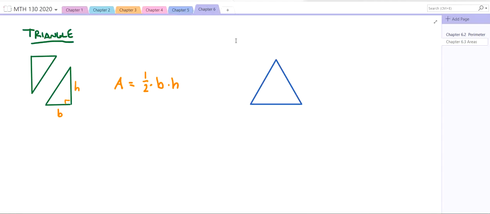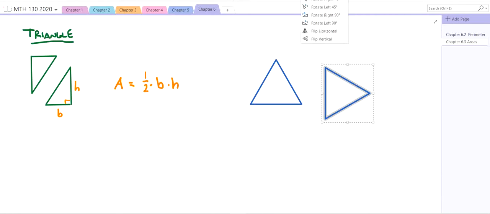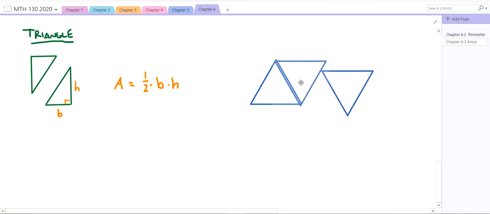Okay. Pause and you've come back and you're successful. Good job. If not, here is what we could do. We could make a copy of this, and I will rotate it again 180 degrees. Now I will fit it up against here, and you can see that we have a parallelogram. And the area of the parallelogram was 1/2 base times height.